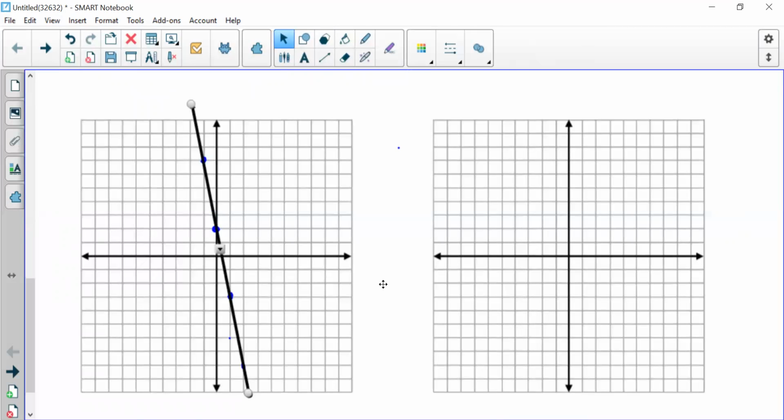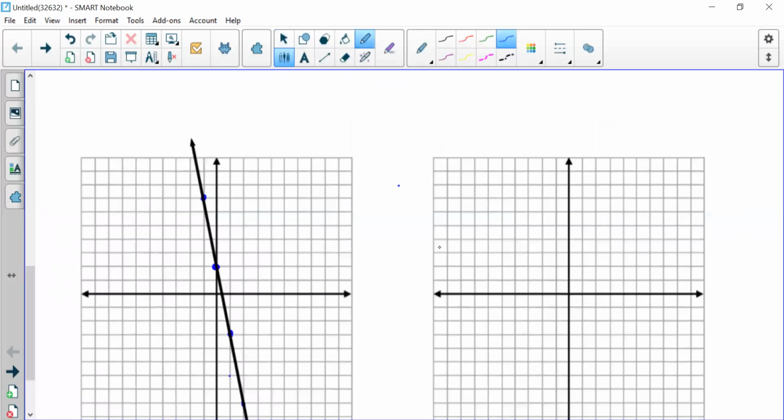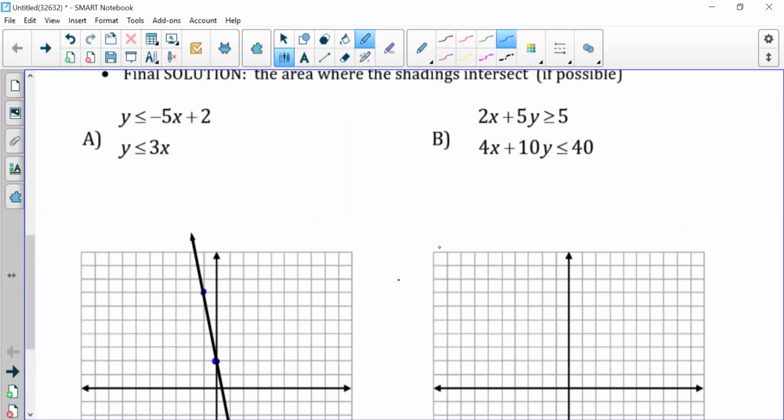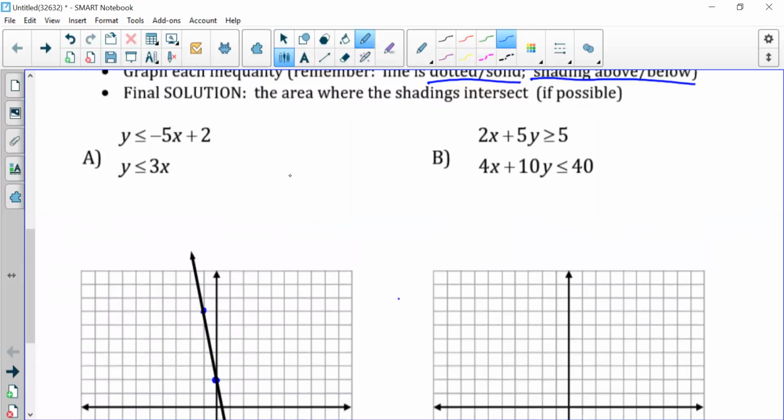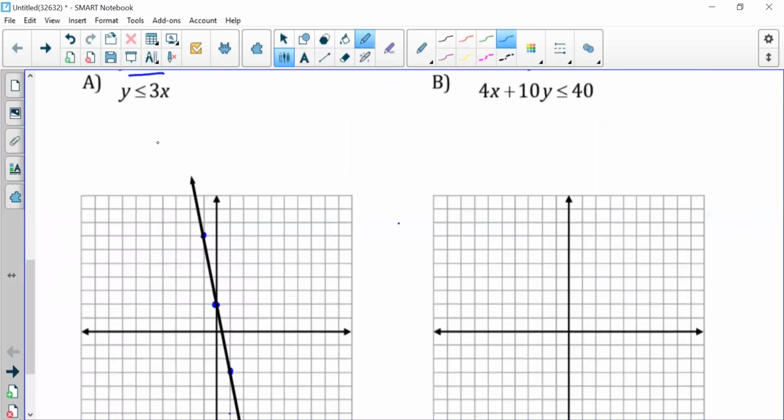There we go. So now we have our first line. Now let's do our shading, shall we? Our shading says y is less than or equal to. So I want all the y's that are less than this line.